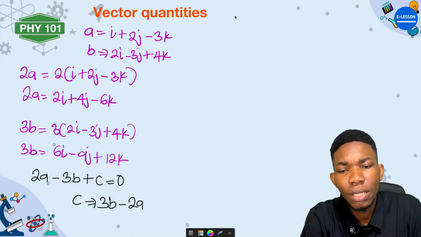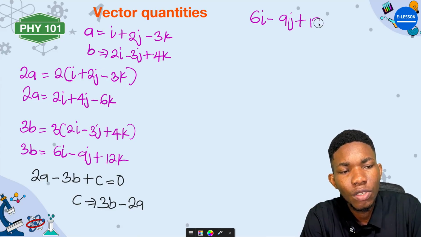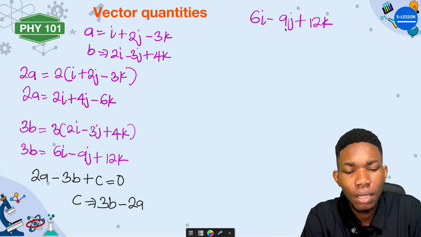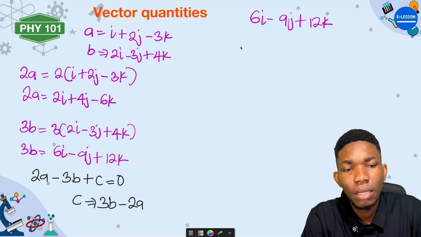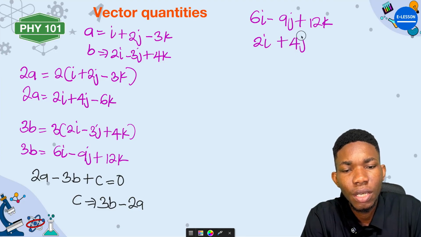What is our 3b? 3b is 6i minus 9j plus 12k. Is that okay? Now, what is our 2a? 2a is 2i plus 4j minus 6k.